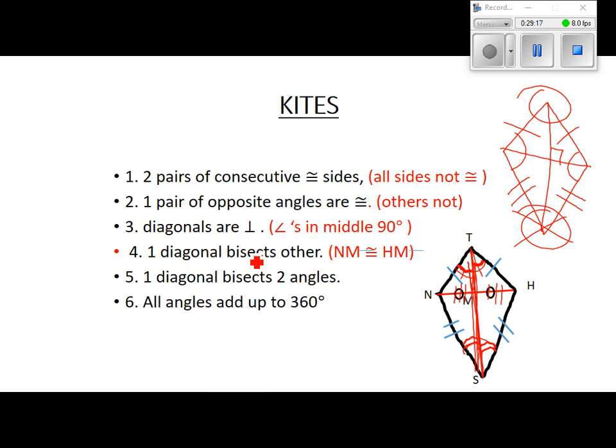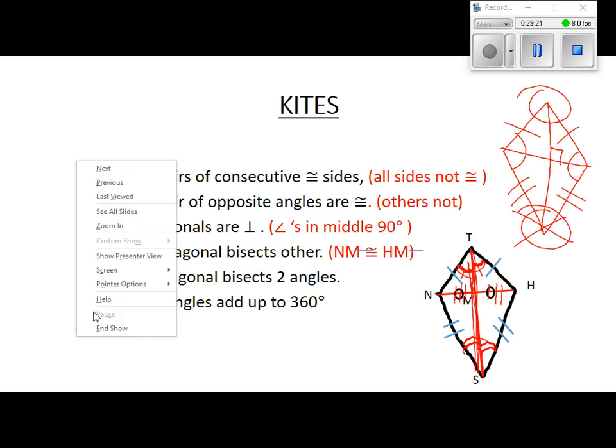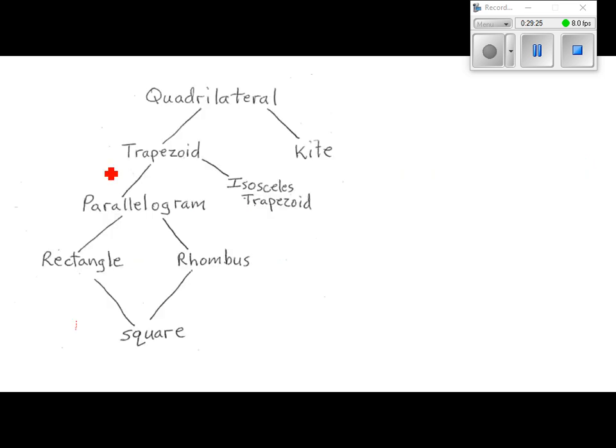The sum of all the interior angles is 360, just like every other four-sided figure that we've dealt with all the way through here. This is sort of a hierarchy or a tree diagram for this. You've got a four-sided figure, that's all it has to be to be a quadrilateral. It's got four sides.